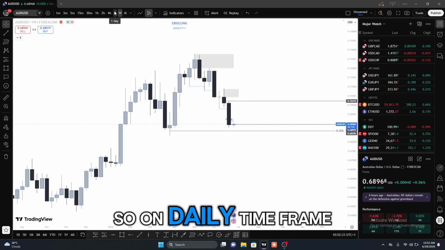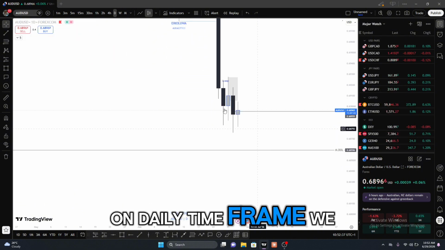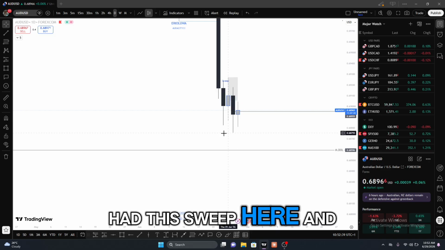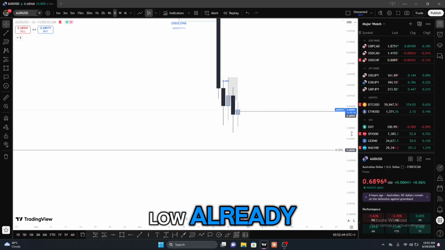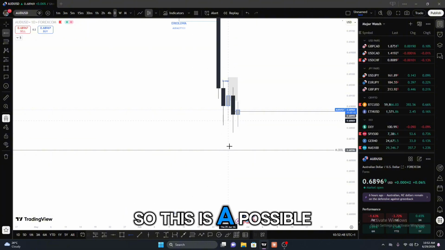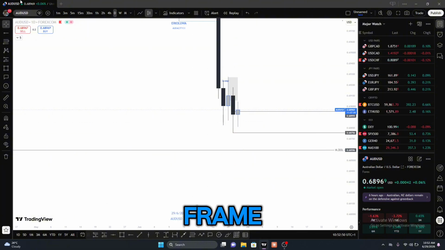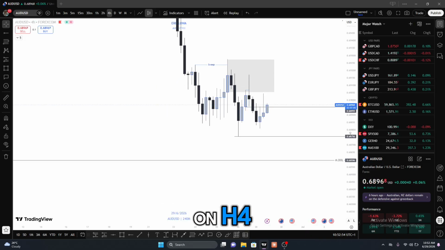So on daily time frame, right? On daily time frame, we had this sweep here and this low. So we've taken out this low already, and price closed bearish last week. So this is a possible target on the daily time frame. Let's go down to the 4 hours and see what we have on 4 hours.